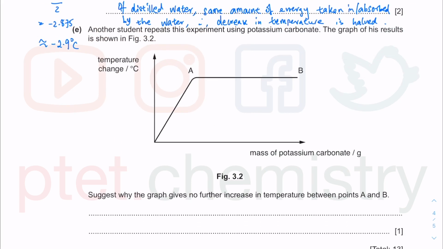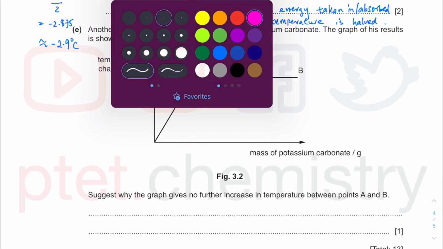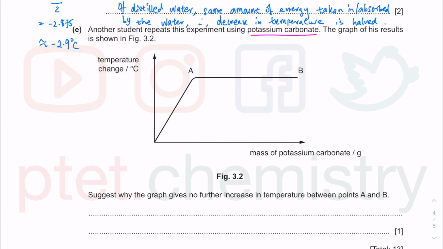So in this last part of the question, this student now repeats the experiment using some potassium carbonate. Earlier we used sodium carbonate. Now we use potassium carbonate. So what's the issue here? The issue here is that our temperature change kind of levels off after a while. So there's no more temperature change, no matter how much extra potassium carbonate you add.